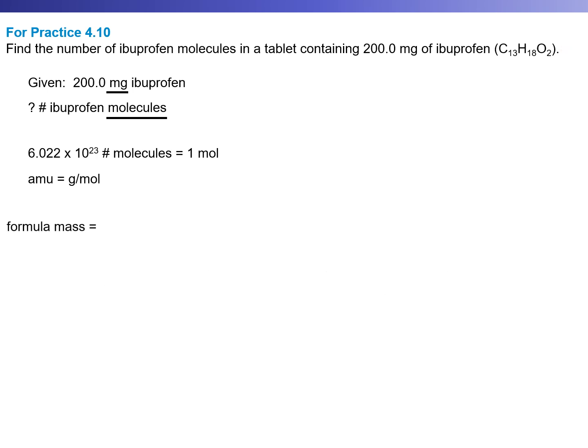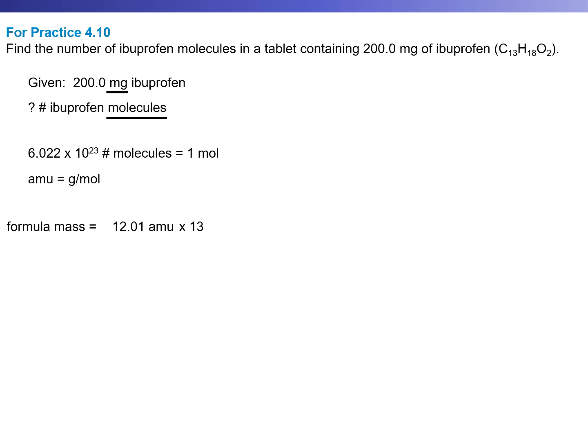So the way we're going to calculate our molar mass is we're going to look at our formula and we're going to find the atomic mass of the element, which in this case our first one is carbon, and the mass is going to be 12.01 atomic mass units. And then we're going to see how many of them we have. So we're going to look here in the subscript and we can see we've got 13 of those. So we're going to multiply 12.01 times 13.